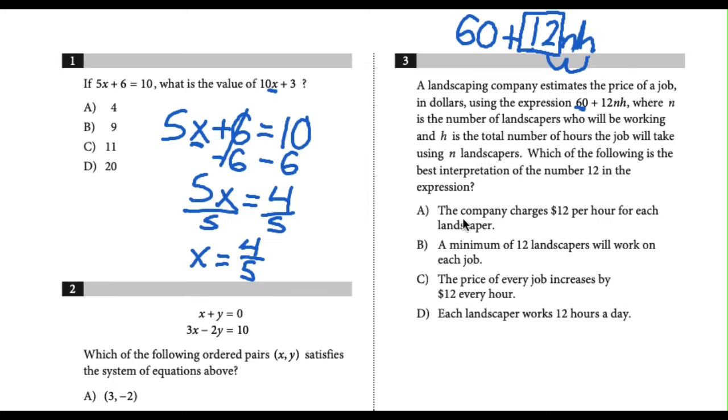So if we look at the answer choices, the company charges $12 per hour for each landscaper. That sounds like the answer. We're going to go through the rest of them. A minimum of 12 landscapers who will work on each job. That's not it. The price of every job increases by $12 an hour. That's not it either. Each landscaper only works 12 hours a day. That's not it. The answer's A.